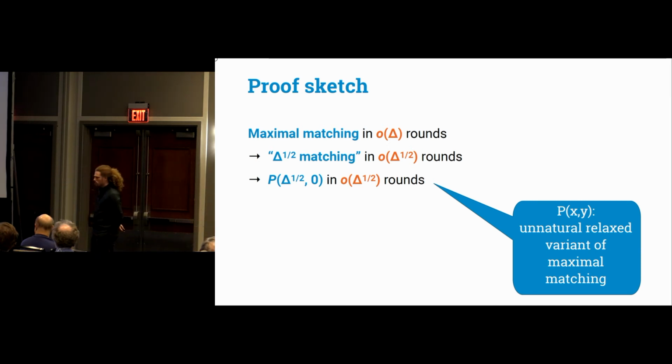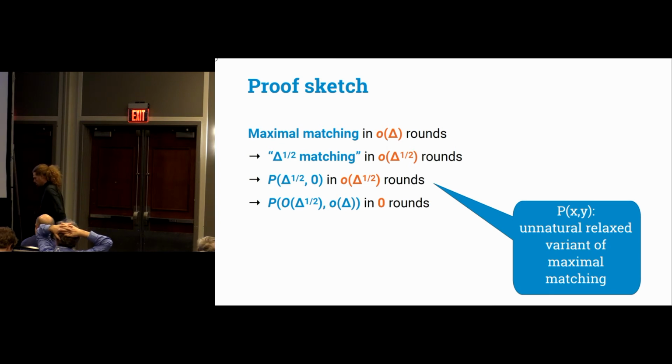And the relaxations are not very straightforward relaxations, but they have a very useful property. And one instance of this property is that if we start with a problem with parameters root delta and 0, and we assume that this problem can be solved in sub-root delta time, then one can show that actually for the same problem with somewhat higher parameters, we can solve the problem in 0 rounds. Okay? For a more relaxed version, we must be able to solve it in 0 rounds.